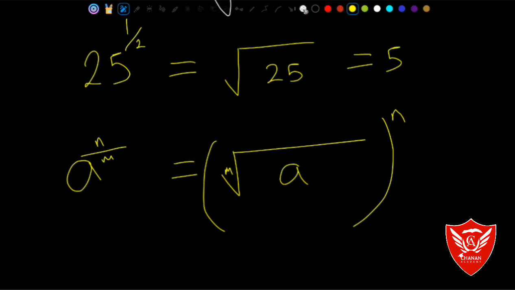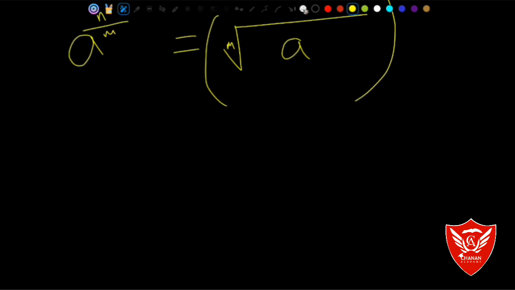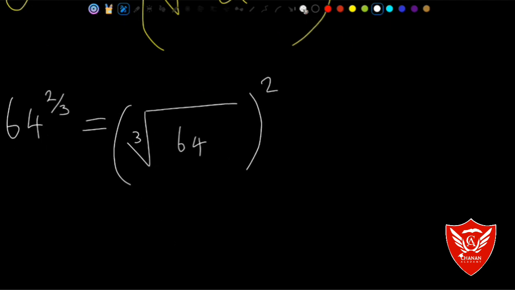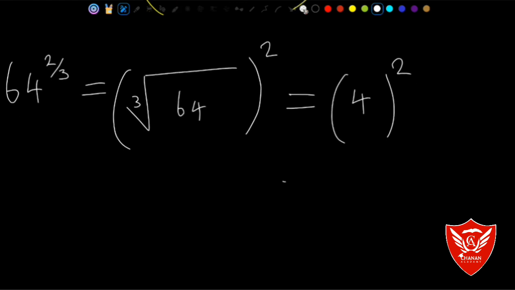And that is, if we have 64 raised to the power of 2 over 3, this is equal to the cube root of 64 raised to the power of 2. Now the cube root of 64 is 4, raised to the power of 2. And this should be equal to 16. So this is our answer.